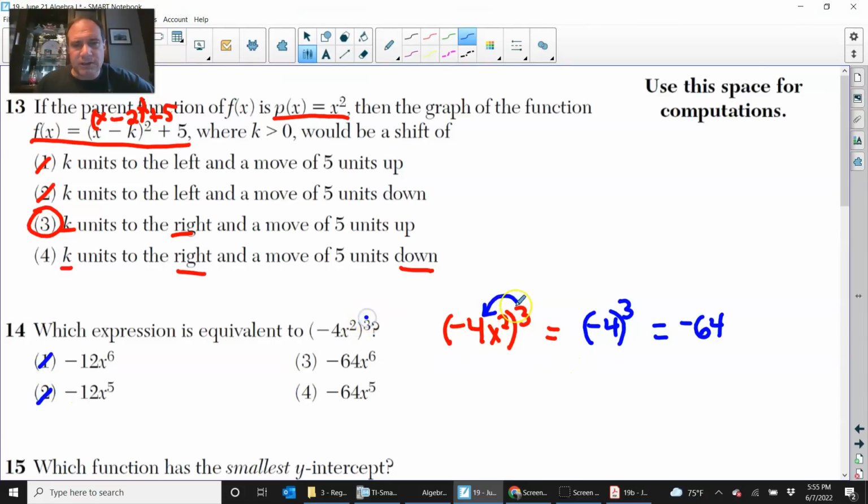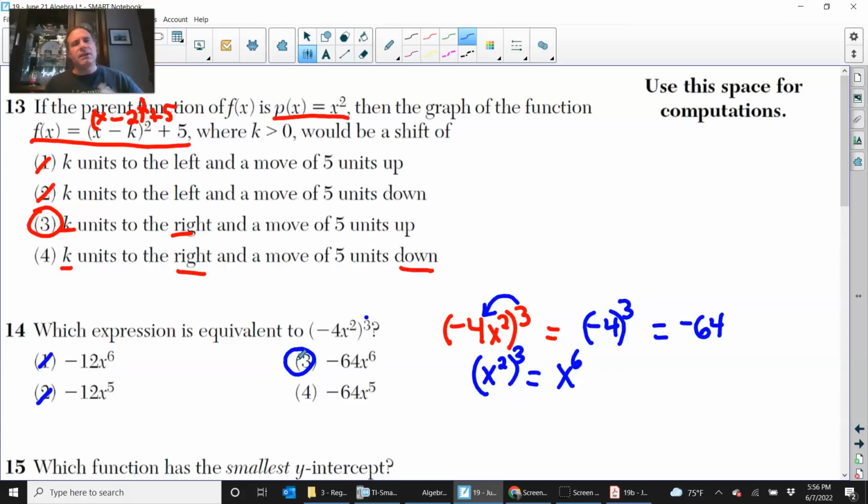So you just took this 3rd and just kind of distributed it to the -4. And then when you have x squared to the 3rd, it's kind of like this. If you had this right here, that's x to the, you multiply exponents when they're back to back, when they're a power to a power. You're multiplying 2 times 3. You get 6. This is your answer.